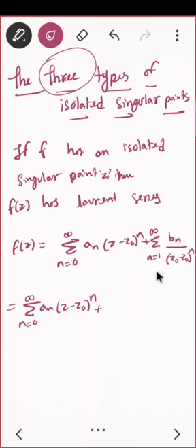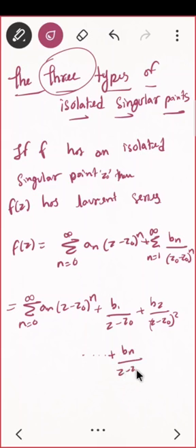So I'll just write it like this, by expanding: b1 upon (z minus z naught) plus b2 upon (z minus z naught) the whole square, and so on. And there will be somewhere bn upon (z minus z naught) raised to n, and so on. Okay, now three types of singularity are considered on the basis of these coefficients b1, b2, bn.